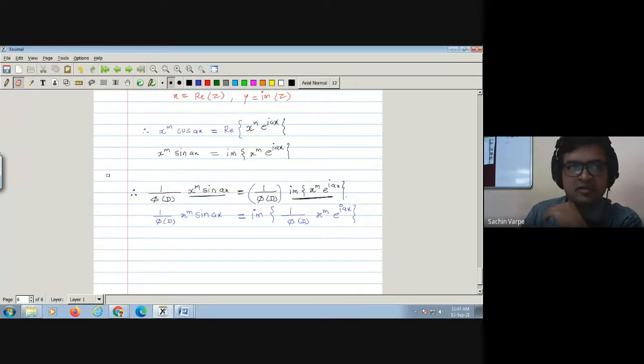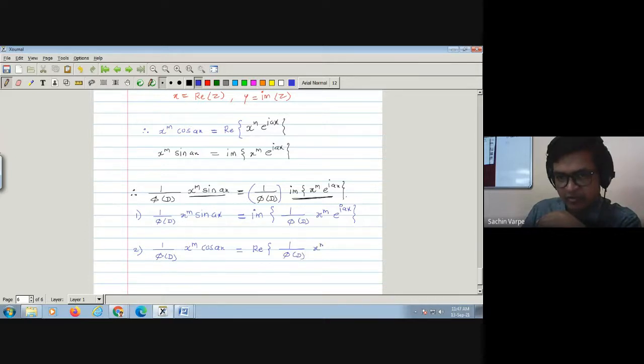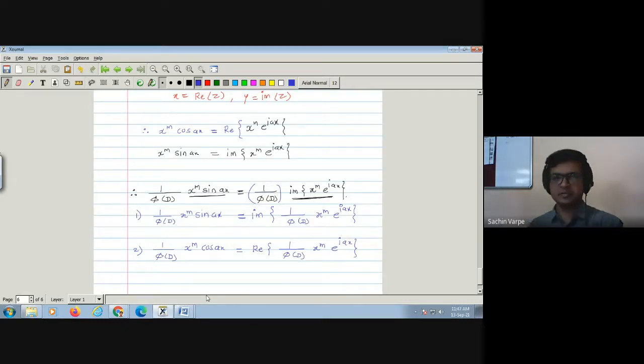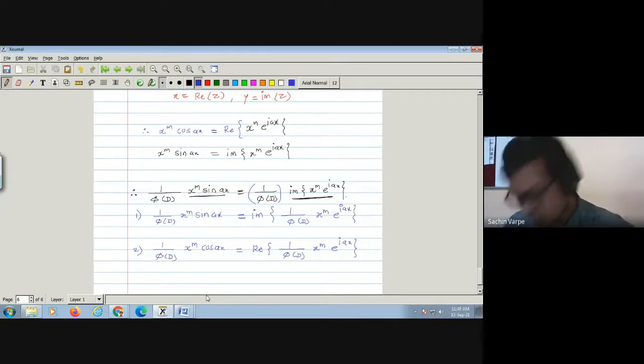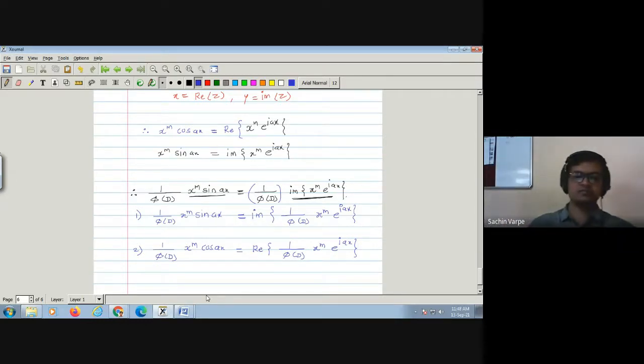This is the first formula, and what is the second formula? The second one is for cos, that is 1 upon phi of D x raised to m cos ax. What will it be? That is nothing but the real part of 1 upon phi of D x raised to m e to the power i ax. These are the two formulas in case number 7, nothing else. Is this clear to everyone?